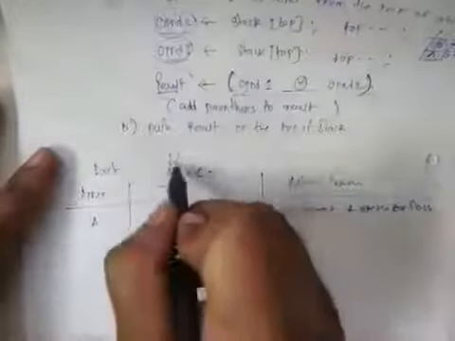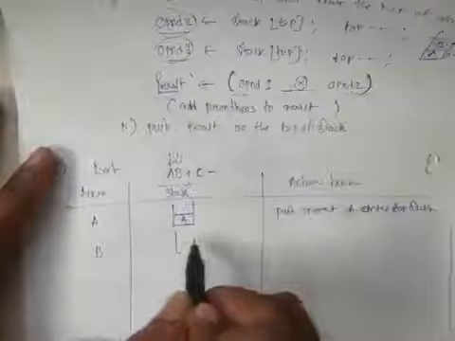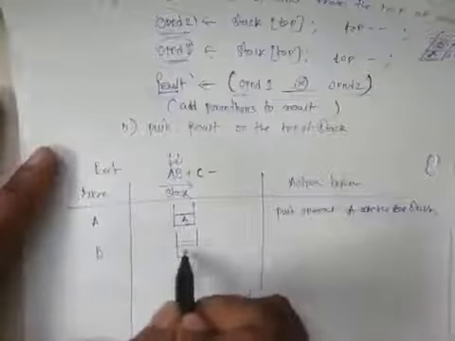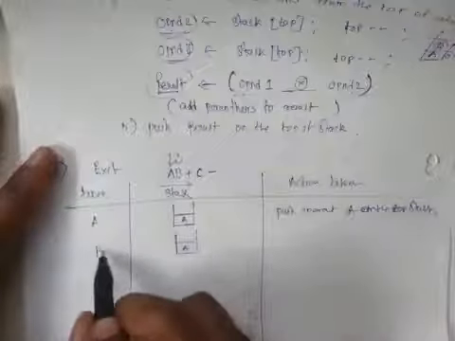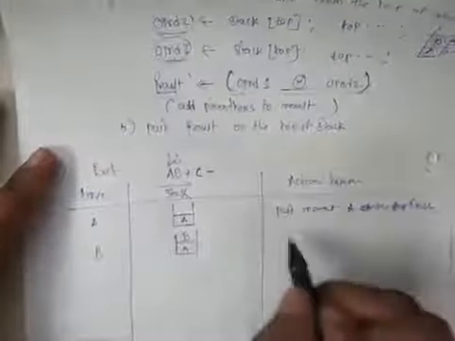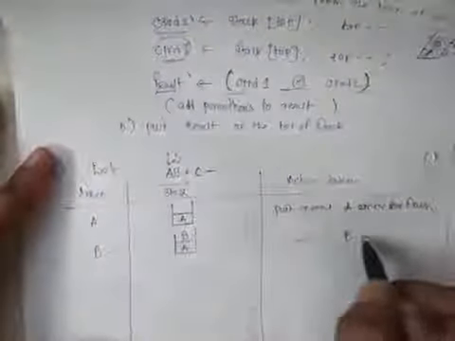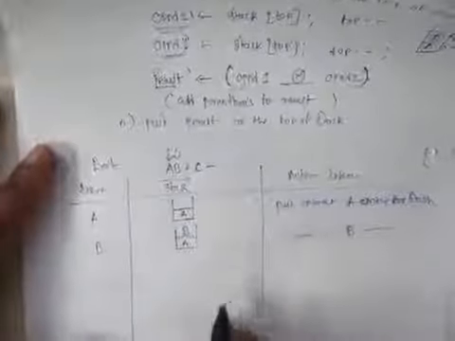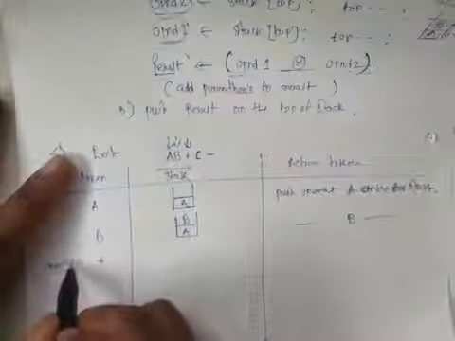Then what is the next token? That is B. Again this is an operand. So we push that operand on the top of the stack. Same condition, same action: push operand B on the top of the stack. Then the next token is an operator.